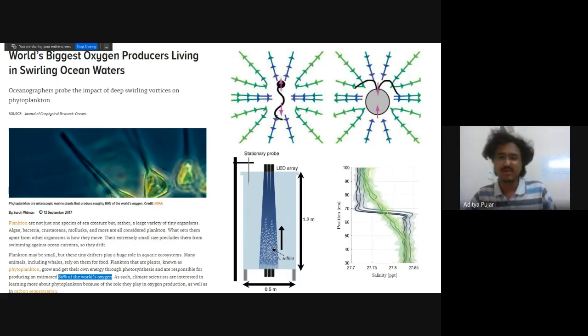So what I've been doing in this project is to maybe provide theoretical evidence to show that biomixing is actually happening at local scales. So that's one thing.